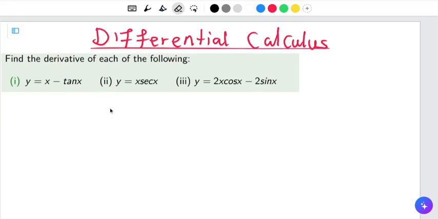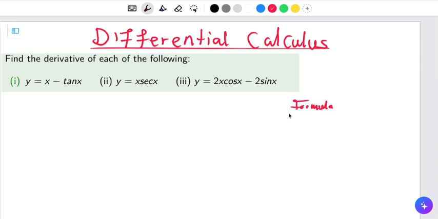Answer some examples concerning differentiation or differential calculus. So before I answer these questions, there are just a few things that you need to know. These are the formulas for the derivative of trigonometric ratios. You need to know them. They are very, very important.